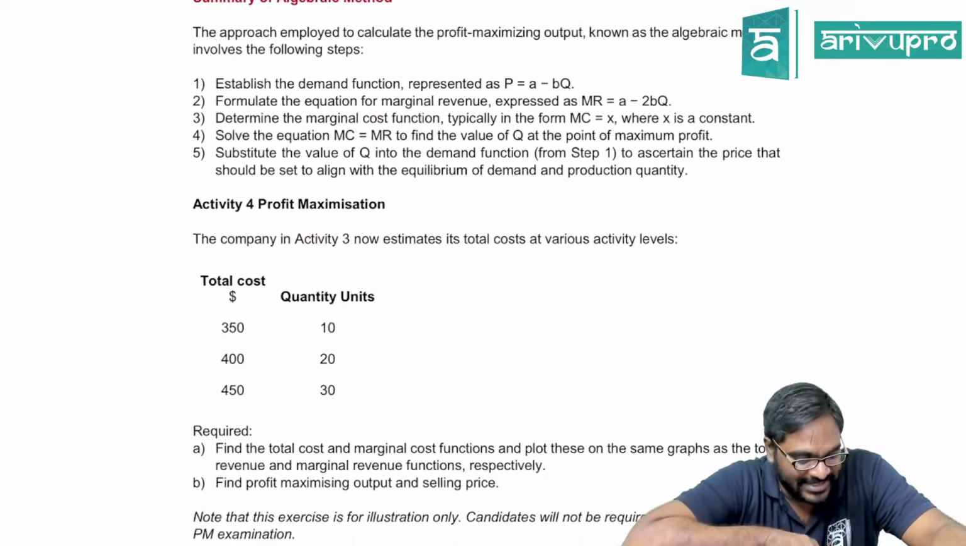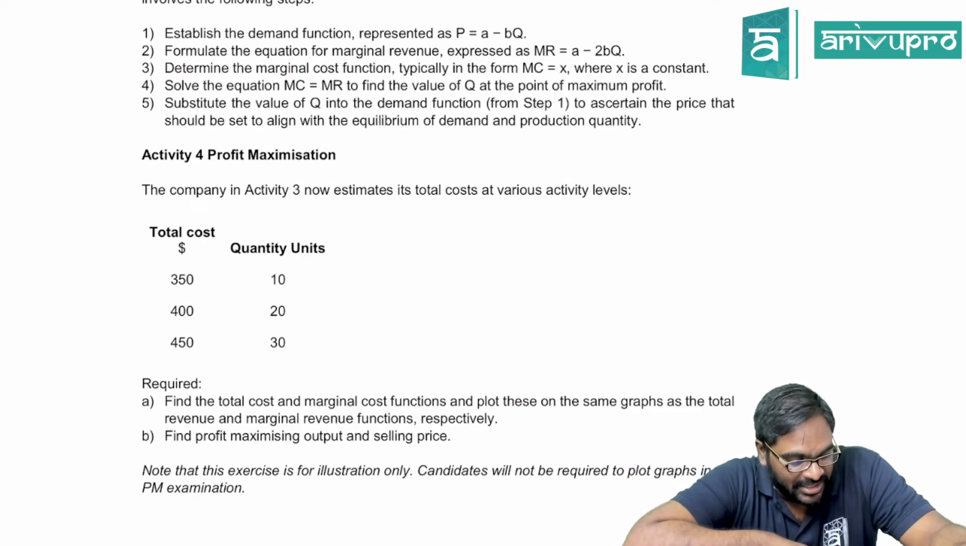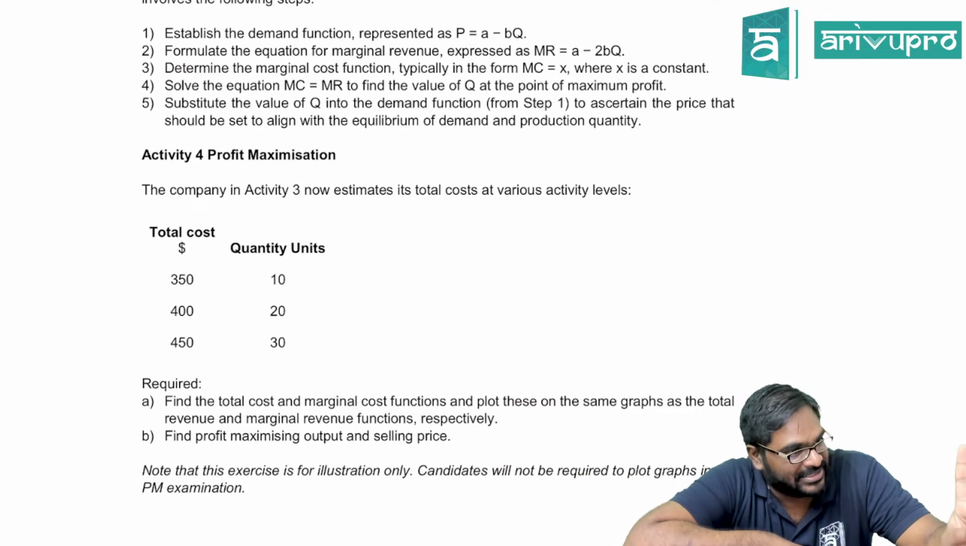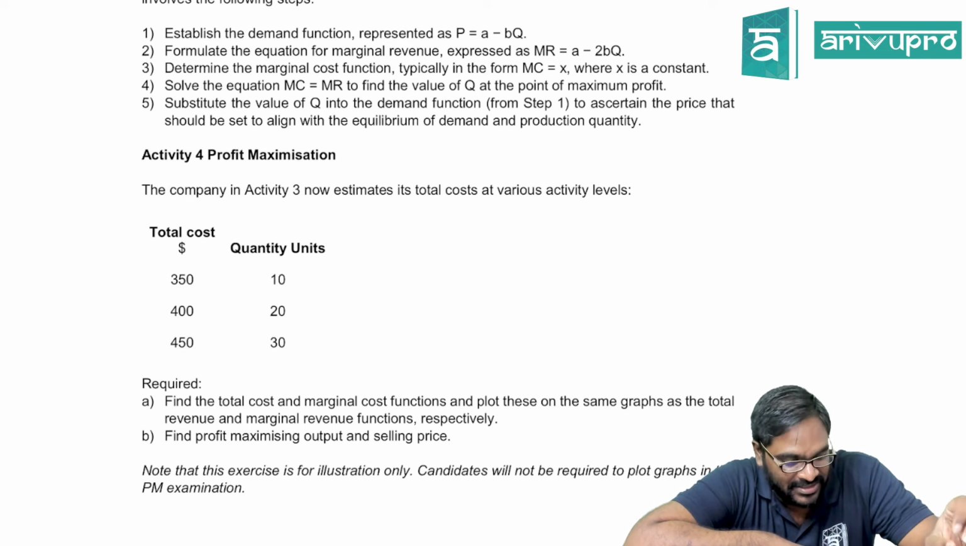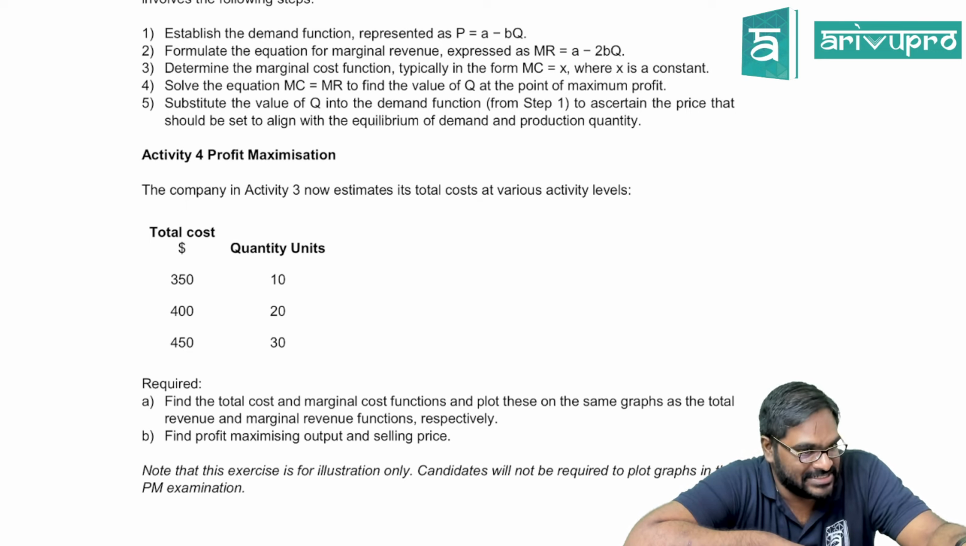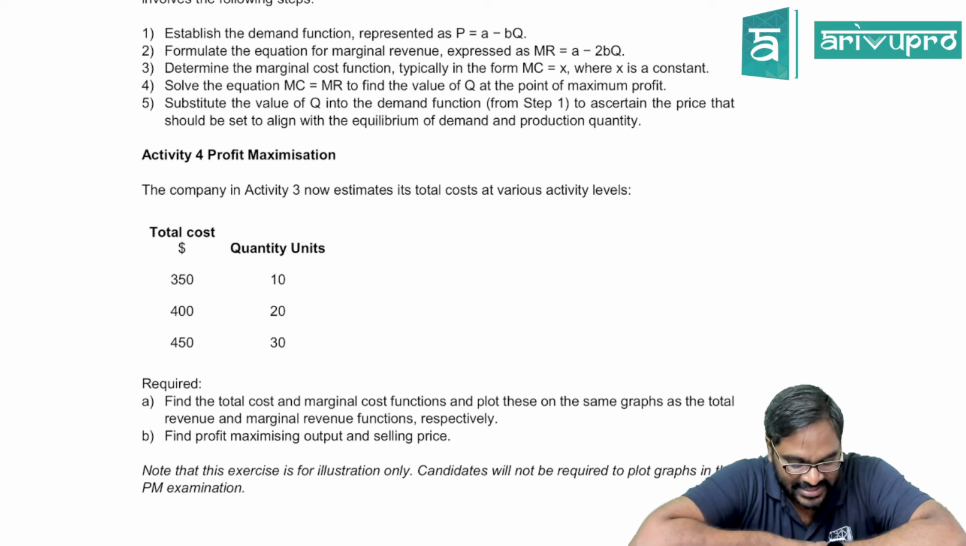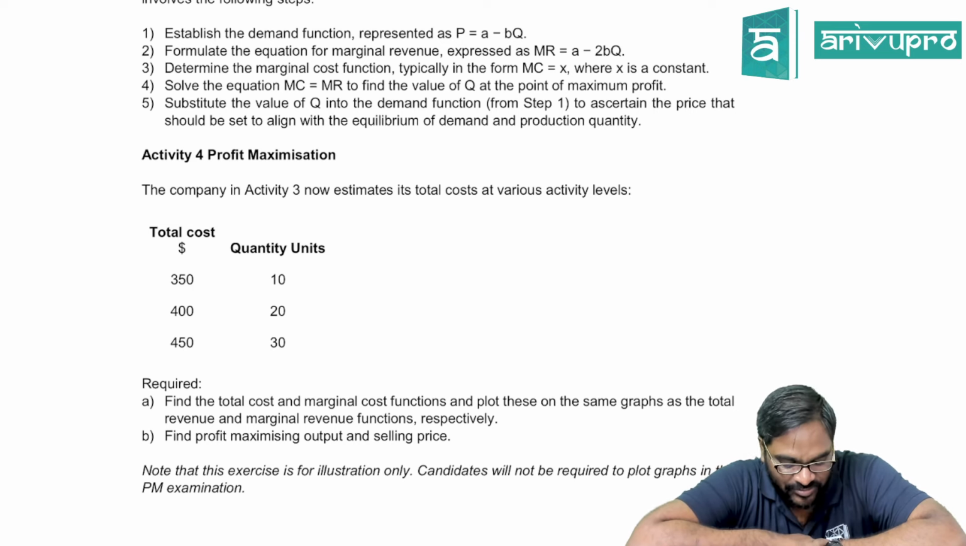So now we have a small example. The previous one, the activity 3 one, we are saying the total cost is 350, 400 and 450. So 3 different sales points. And the quantity is 10, 20 and 30. Requirement: find the total cost and the marginal cost functions. Plot these in the same graph as the total revenue and the marginal revenue function respectively. Find the profit maximizing output, price, sales.